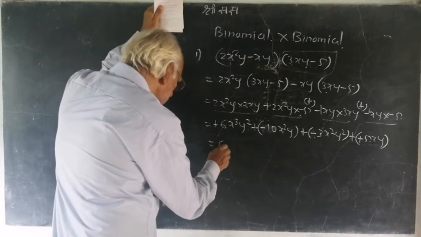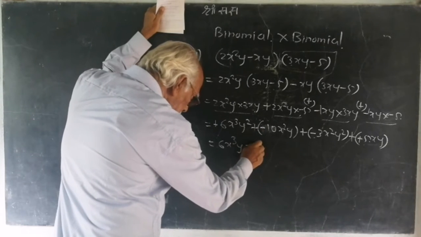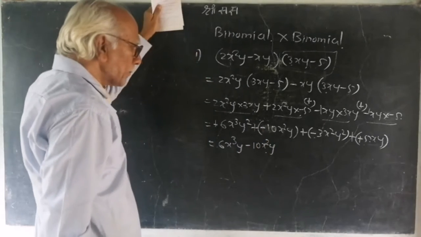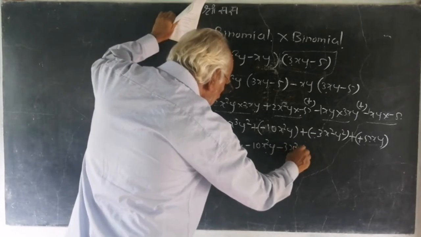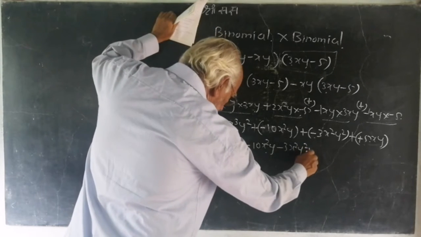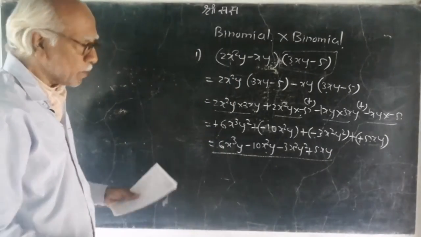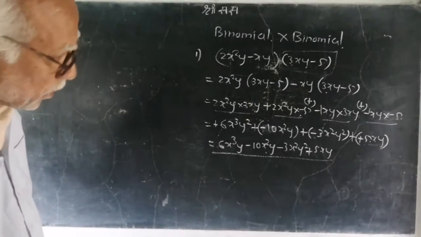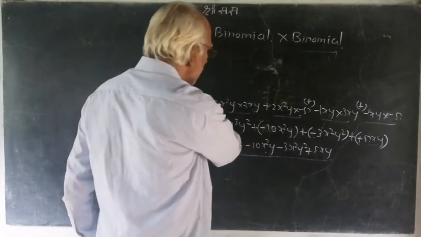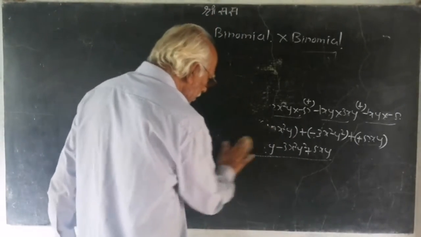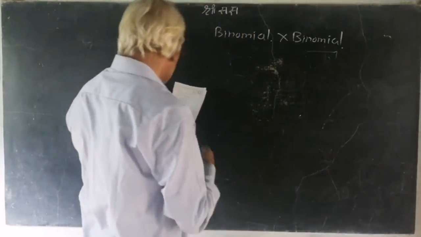So let us simplify now. 6x cube y, plus into minus is minus 10x square y, and then plus into minus is again minus, that is 3x square y square, and then plus into plus is plus, so that will be 5xy. So this is binomial into binomial. Let us take one more sum.